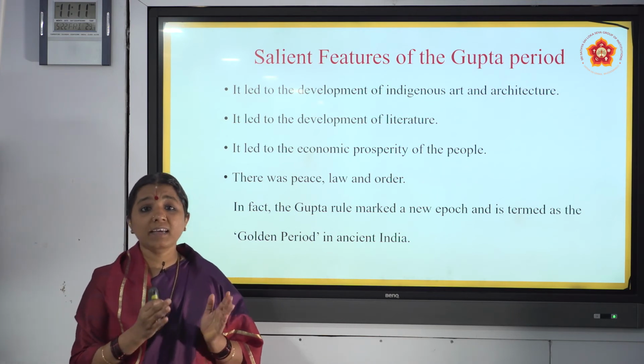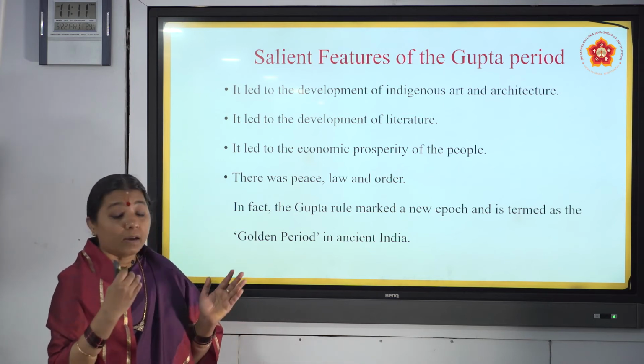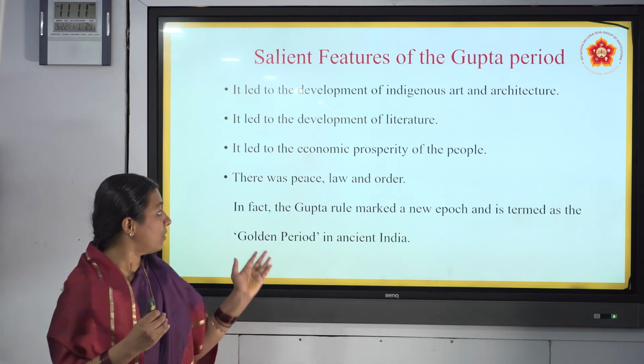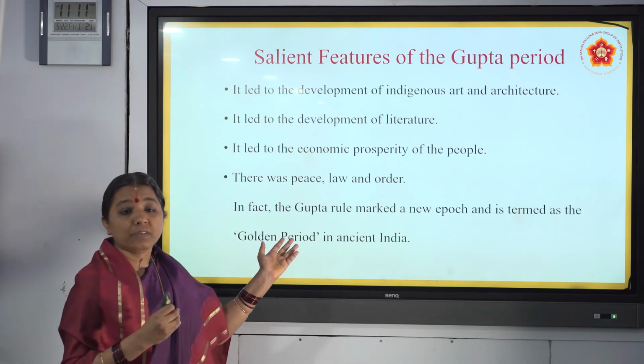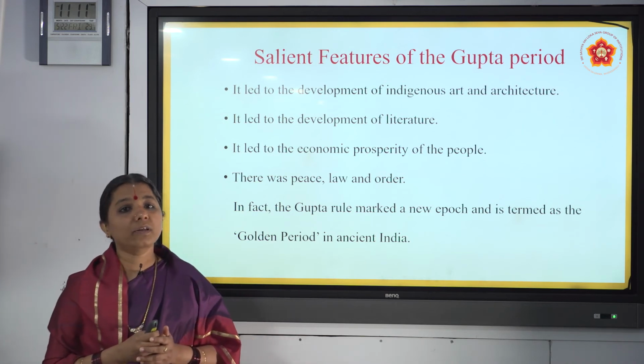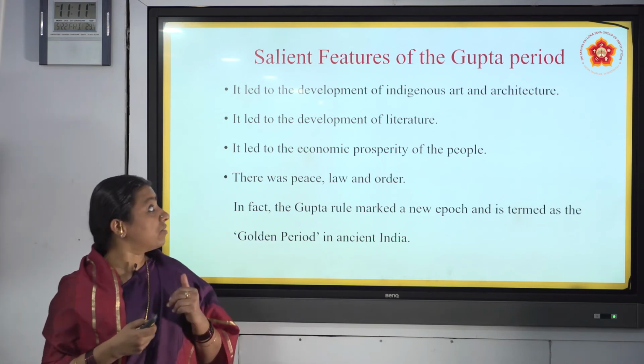So thus India got an all-round development in every aspect of life, and the Gupta period marks a new epoch, and it is rightly termed the golden period of ancient Indian history.